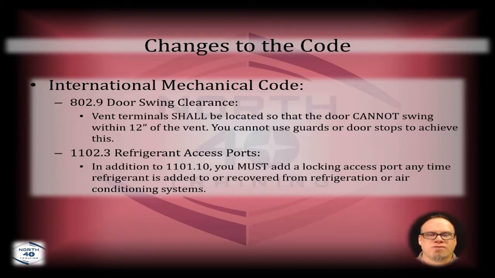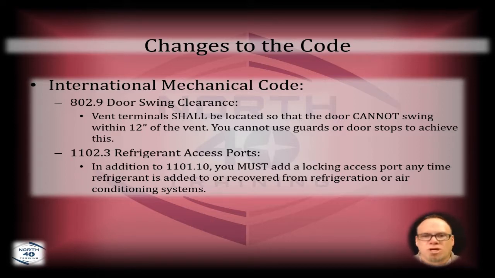What this is telling you, if you've got an openable door and you've got a vent that's coming out in that proximity, you're not allowed to have it within 12 inches of the complete swing of that door. And if you've got a door stop there or a railing or something that keeps it from opening up to hit that flue or that vent, that doesn't count. You got to use your imagination. What would happen if it swung all the way open? Would it hit that? And then you got to be 12 inches beyond that radius.